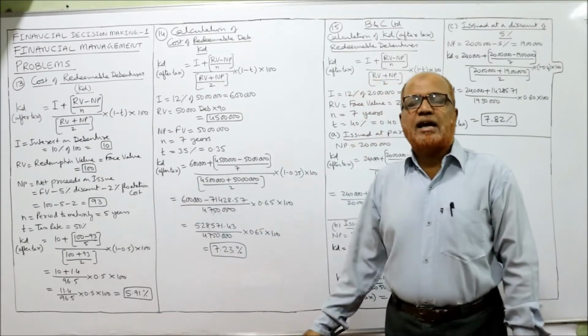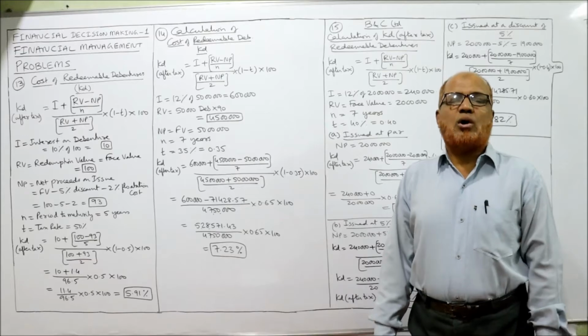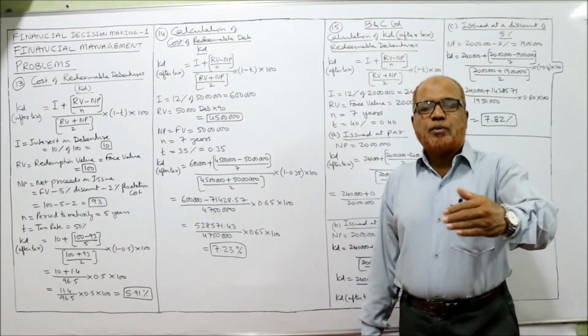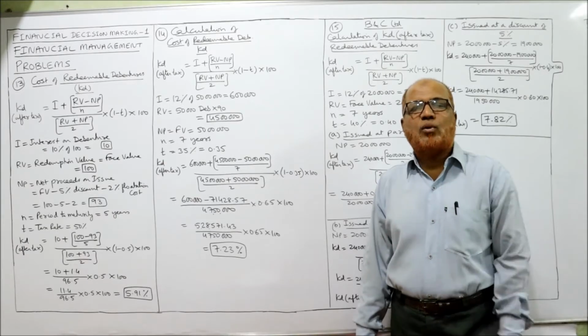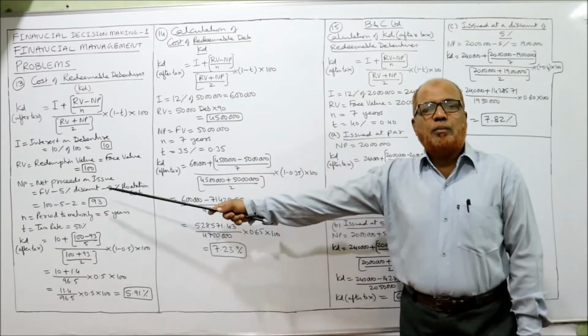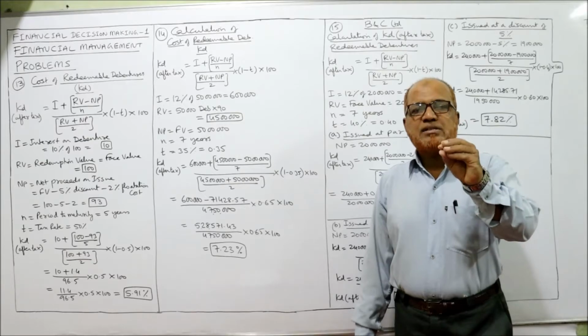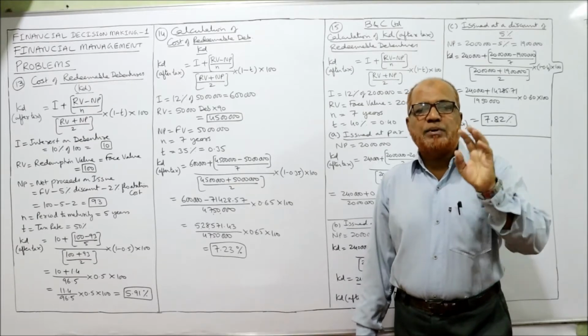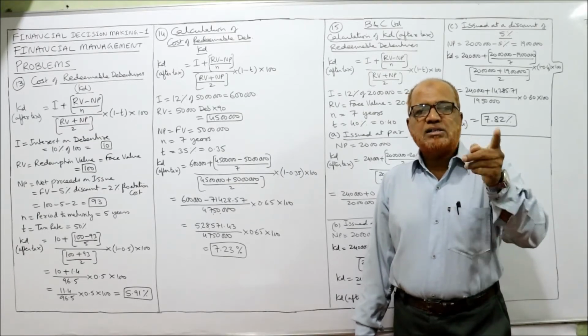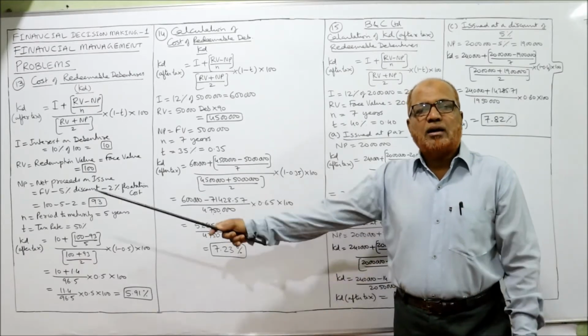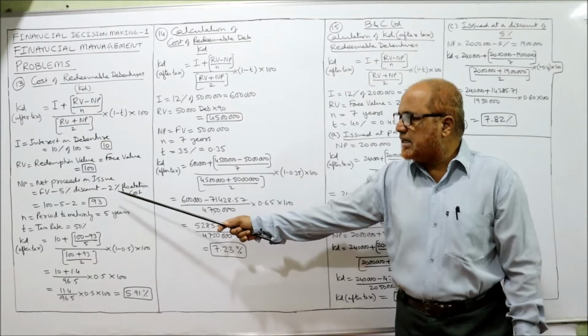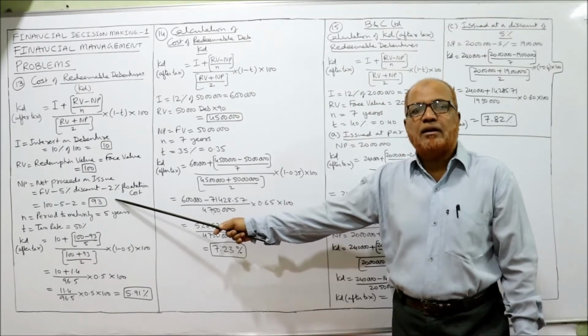And net proceeds, NP, stands for net proceeds on issue. So net proceeds on issue: face value minus discount minus flotation cost. So 100 rupees is the face value. 5% is discount, so 5 rupees is the discount. 2% is the flotation cost. 2% of 100 is 2 rupees. So 100 minus 5 minus 2 is 93 rupees, which is the NP.